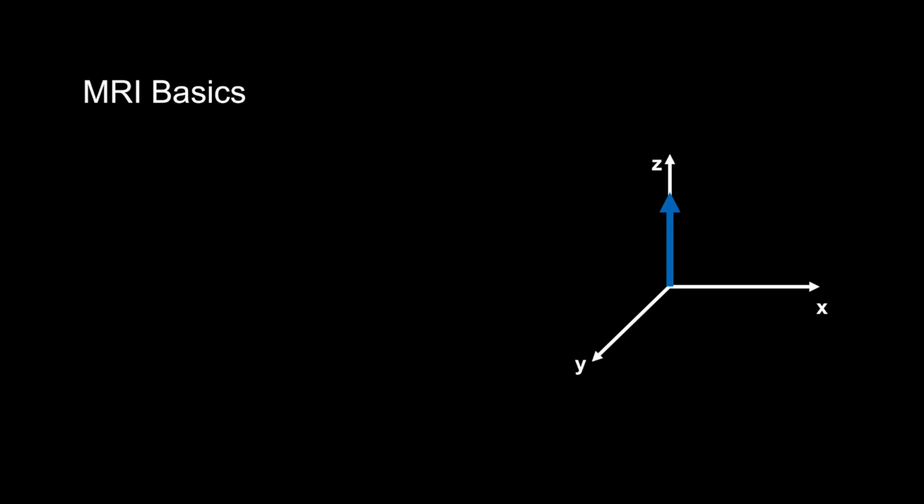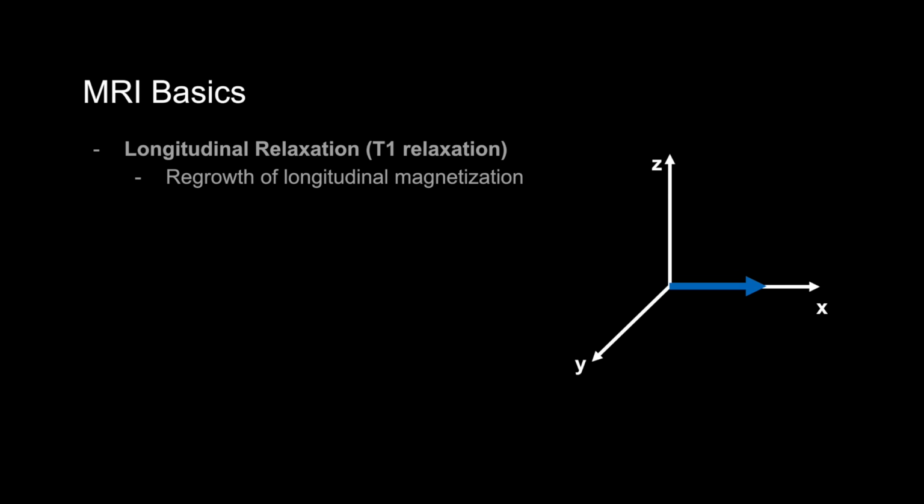So again, after the RF pulse, we've tipped our net magnetization into the XY plane. And as we showed earlier, the nuclei are also precessing like a top at a particular frequency in sync in that plane. This doesn't happen forever, and over time you start to lose your signal. Over time, through interactions with the surrounding environment, the net magnetization vector will relax back to the z-axis. Remember, the z-axis is the longitudinal axis, so this process is called longitudinal relaxation, also known as T1 relaxation.